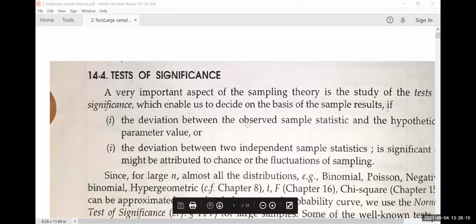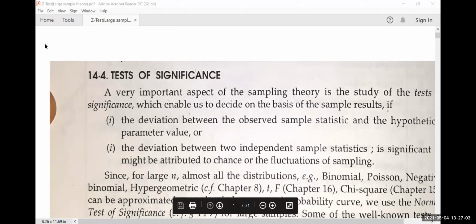अभी सेकंड नहीं पढ़ूंगी, सिर्फ फर्स्ट पढ़ रही हूँ. The deviation between the observed sample statistic and the hypothetical parameter value, and the deviation between two independent sample statistics, is significant or might be attributed to chance or the fluctuations of sampling. कि क्या इन दोनों के बीच का जो डिफरेंस है, ऑब्जर्व सैंपल स्टैटिस्टिक्स का मतलब है एस्टिमेटेड वैल्यू. हाइपोथेटिकल वैल्यू जो आपके पास एक गिवन वैल्यू है, उन दोनों के बीच का डिफरेंस सिग्निफिकेंट है कि नहीं है. अगर सिग्निफिकेंट है, ये किसके करके सिग्निफिकेंट है? या तो फ्लक्चुएशंस ऑफ सैम्पलिंग है या कुछ और इसका रीजन है.